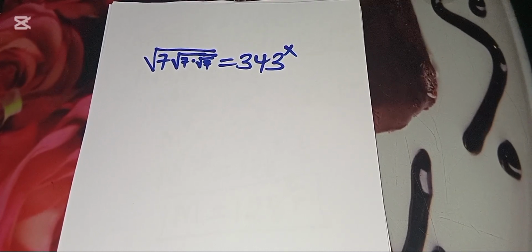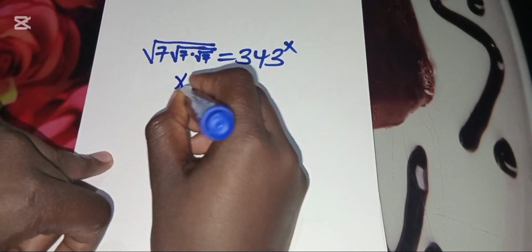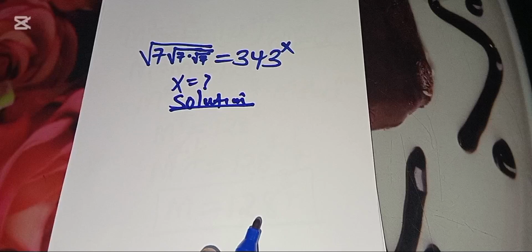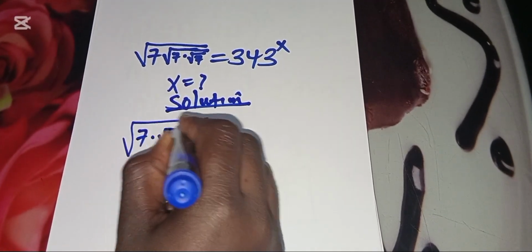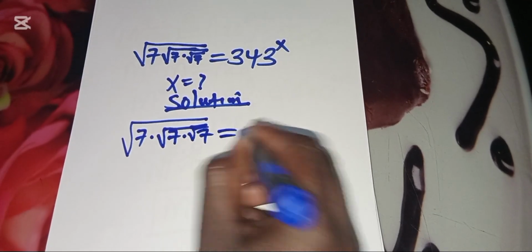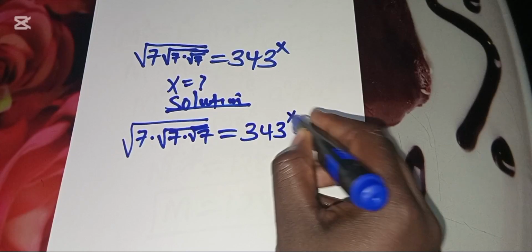Hello. Let's provide a solution given this nice radical square root math problem. Let's solve for the value of x. Solution. We have the square root of 7 multiplying by the square root of 7 multiplying by the square root of 7. This is equal to 343 raised to power x.